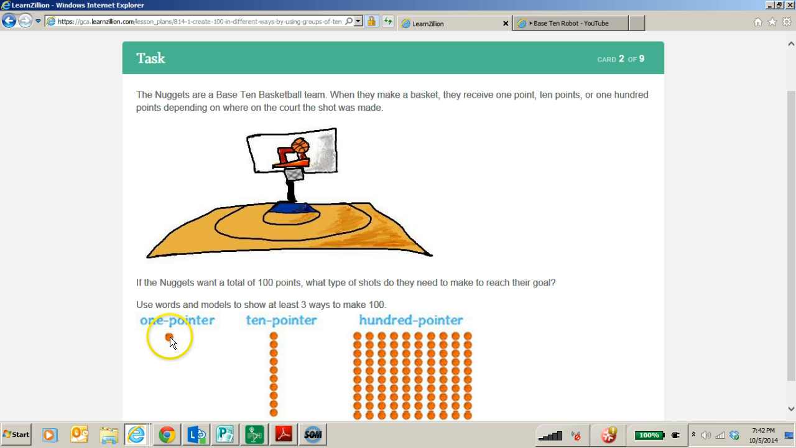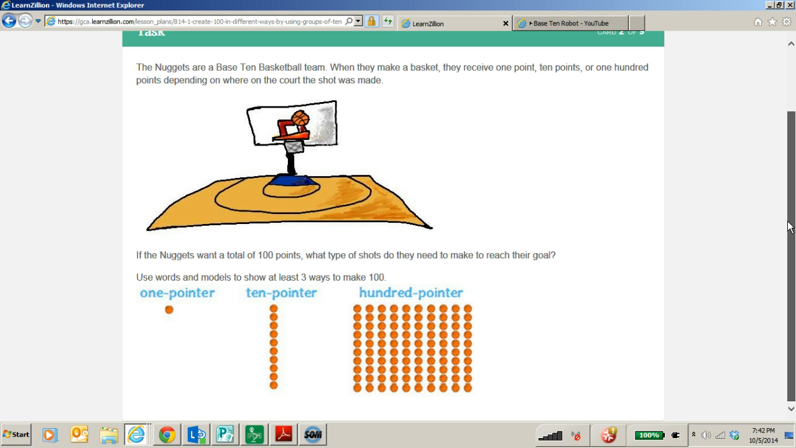So if they're really close and they throw a 1-pointer, they get 1 point. Or you might think of your base 10 blocks and it would be one little cube. If they get a little further away, let's say out here, and they are able to make a basket, they get a 10-pointer. And think of how 10 ones go together to make a 10. So we have our rod or our 10-pointer.